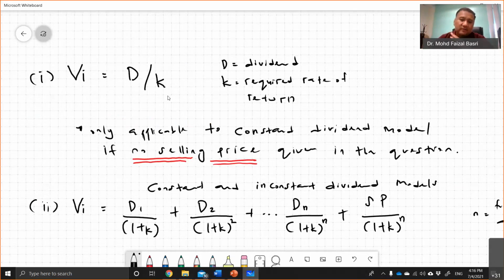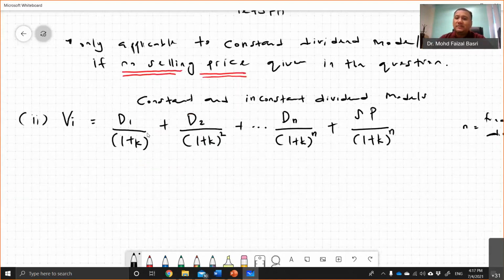Except the fourth one. For the fourth model, you need to find the selling price yourself. But later on, I will explain how to find the selling price. For constant, they might not give you the selling price. If that's the case, you use this one. But 90% of the time, you're going to use this formula.